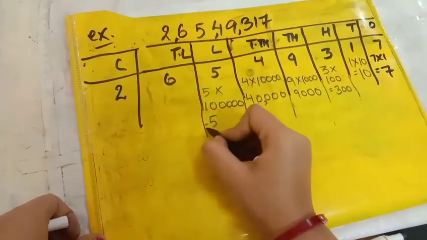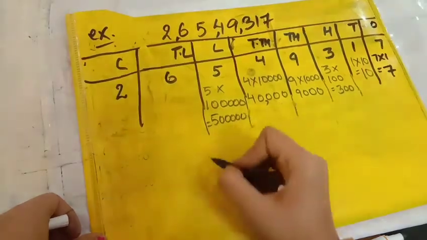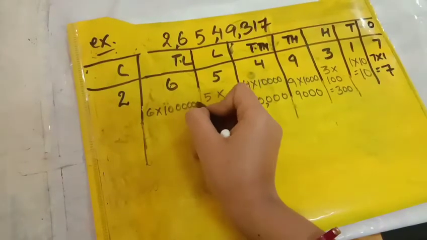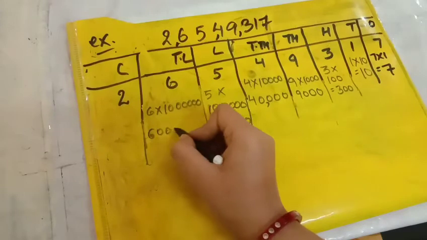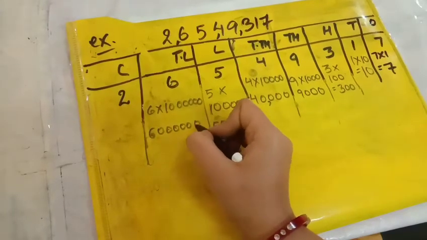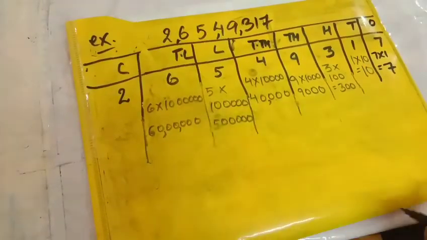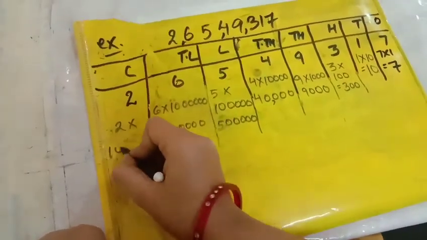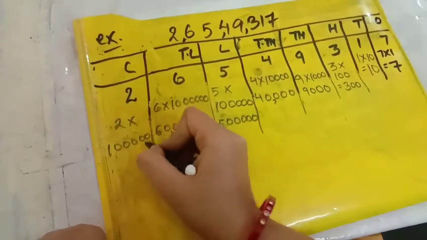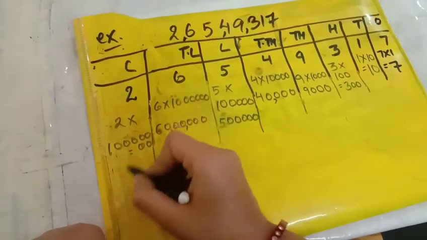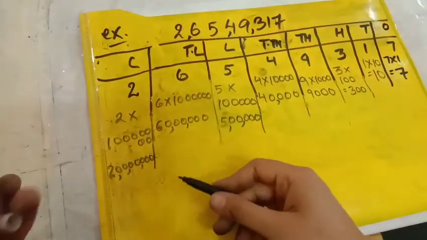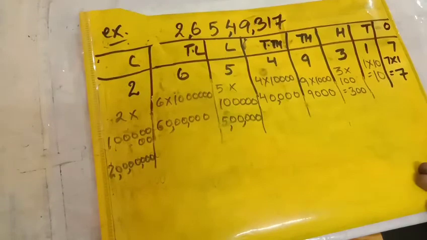5 lakh. 6 in 10 lakh place, so 6 into 10 lakh, 60 lakh. 2 in crore place, so 2 into 1 crore. It is 2 crore. These are the place values of each digit in this number.